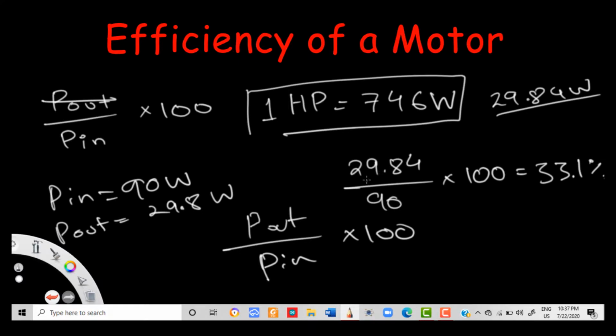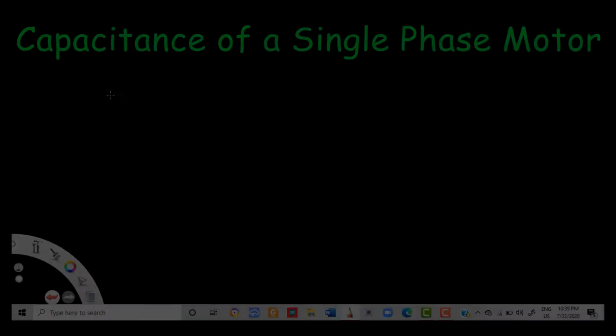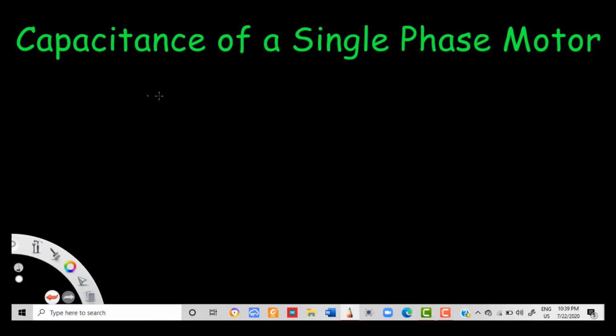Now let's move on towards finding out the capacitance value required for a single phase motor. This was very important. You're going to see it is very important, because efficiency is required in finding out the capacitance value.